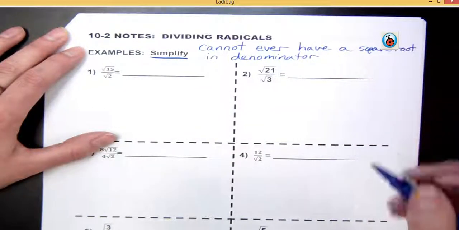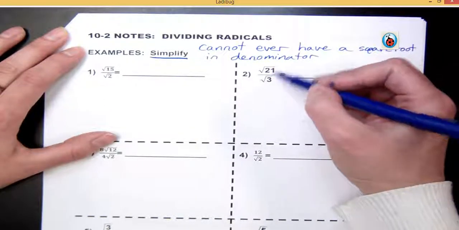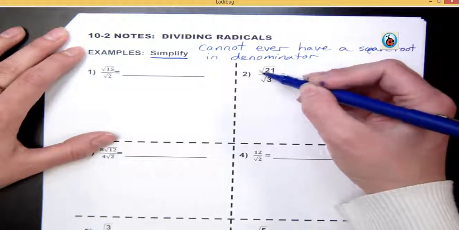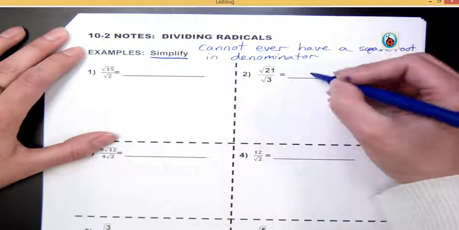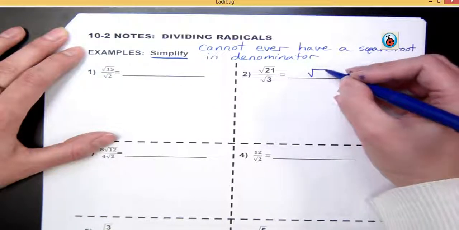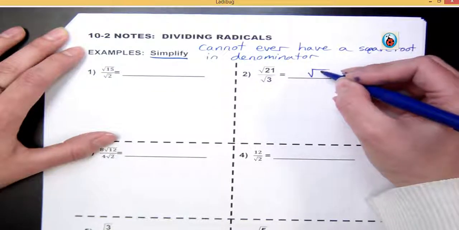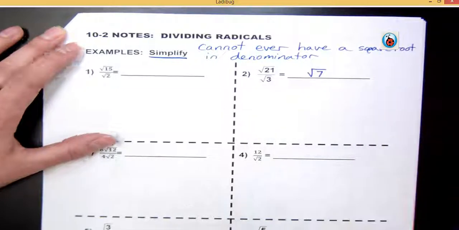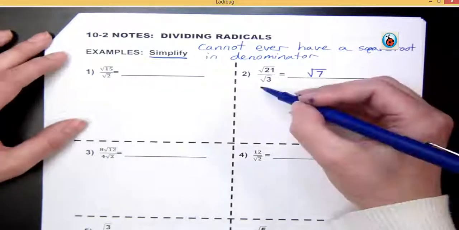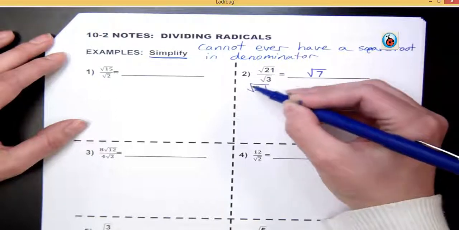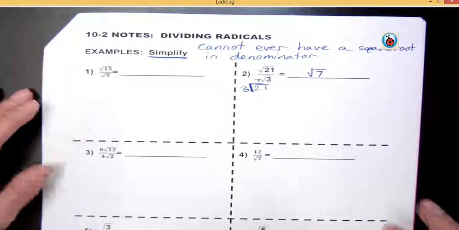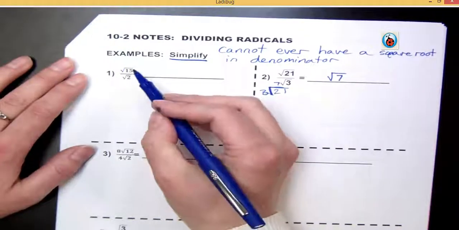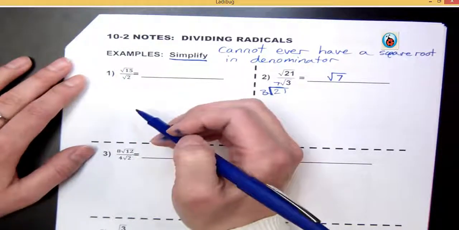So sometimes, like this one, 21 goes into 3, so they're like terms, they're both radicals. We just do 21 divided by 3, and we get our answer, which is square root of 7. They divide perfectly, 21 divided by 3 equals 7. Other times we have this, where it's 15 divided by 2.